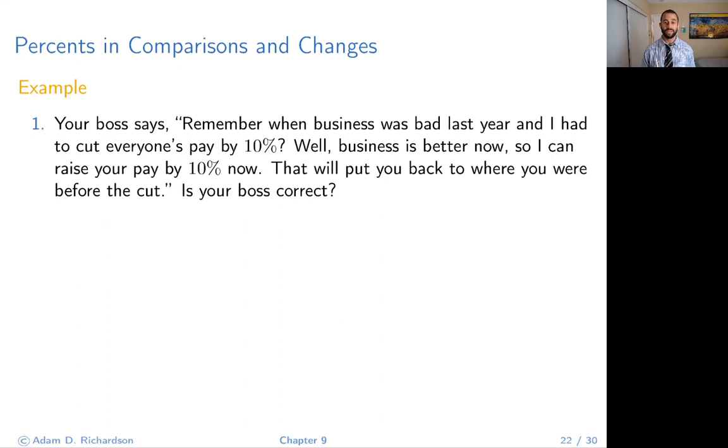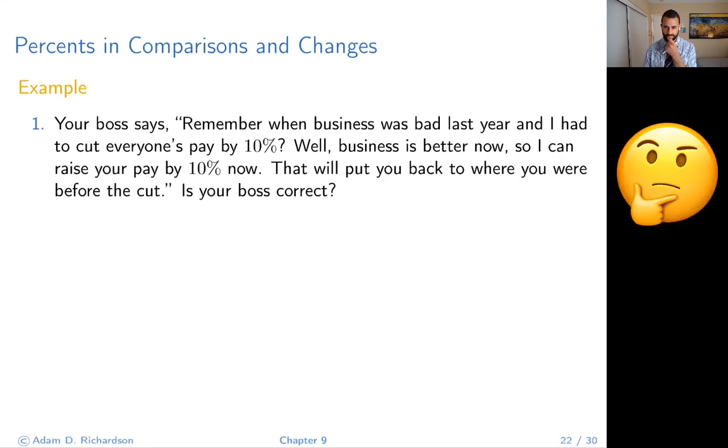Okay, so this is one of the reasons why understanding percents and having this type of mathematical skill is important, because it's going to help you out in the real world. So let's do this. Your boss says, hey, remember when business was bad last year and I had to cut everyone's pay by 10%? Well, business is much better now, so I can raise your pay by 10%, and that'll put you right back to where you were before the cut. Is your boss correct? Or is he lying to you? Think about it for a minute. What do you think?